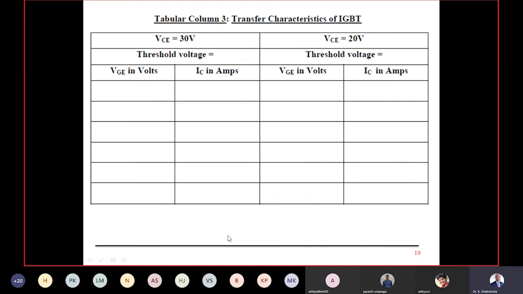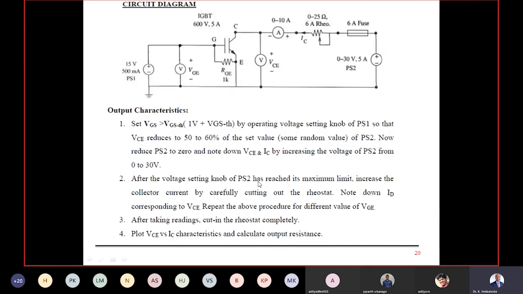Once you are done for the MOSFET, the same procedure we do for the IGBT also, without any modification. The only change is that the threshold voltage of IGBT is 5.1 to 5.5 in some IGBTs. It's not exactly the same. IGBT to IGBT of the same company may not give the same reading. It may be somewhere at 5 to 5.5 volt as the threshold voltage. Then we go for the output characteristics.